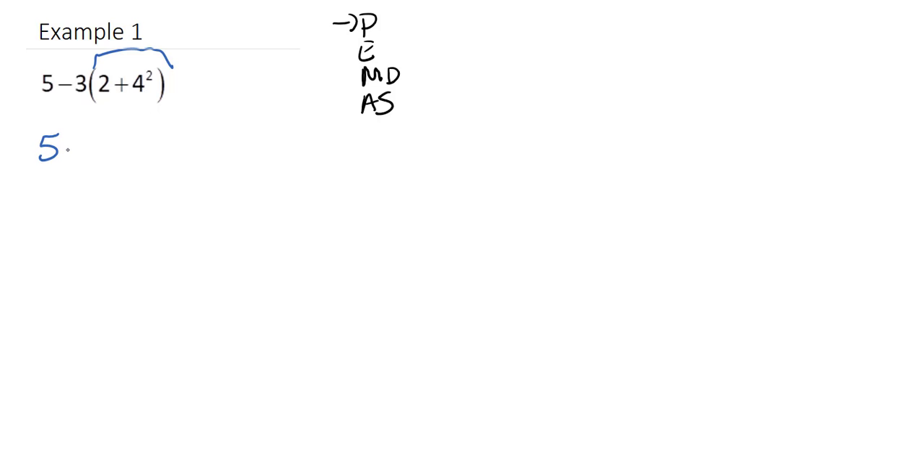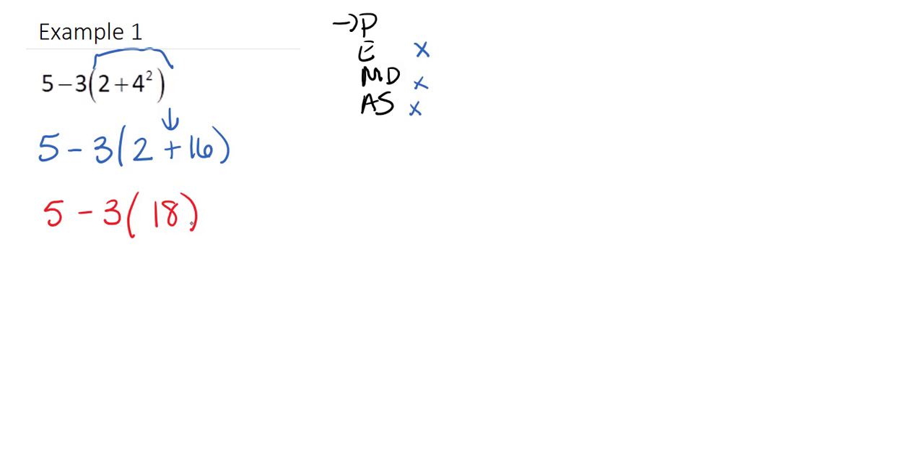When we rewrite this, everything else will stay the same. So we have 4 squared. 4 times 4 is just 16. Then what's the next step? After we've dealt with the exponents, we don't have to multiply or divide. So let's look at the addition, because we see we have an addition inside the parentheses. We need to deal with that first. So we have 5 minus 3, 2 plus 16 is then 18. So now we're done with the parentheses.